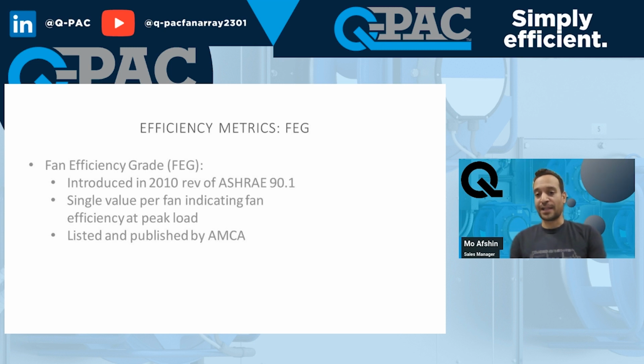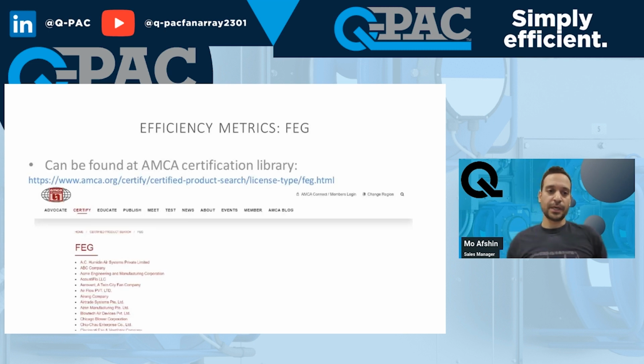FEG is a single value per fan. Every fan has a single FEG number that comes with it. It is tested according to AMCA, and it is also listed and published by AMCA, by all of the manufacturers that follow. There is an AMCA library where you can find all the FEG values of the fans you're dealing with, if they are certified.